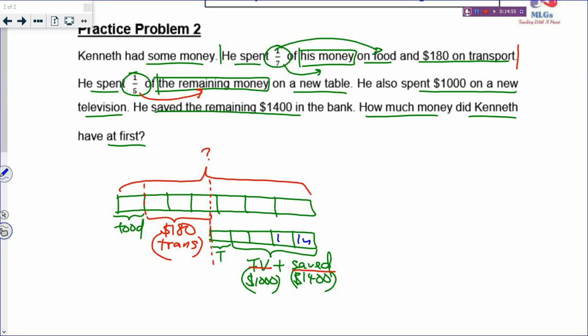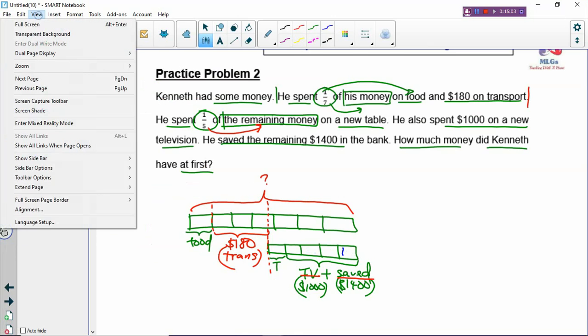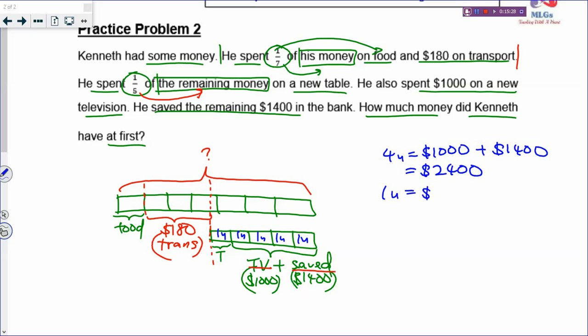Can you see the remainder has how many units? There are altogether 5 units. Okay, 5 units or 5 boxes. So you call them units. Okay, so you have 3, 4, and 5. So 4 units are spent on a TV, which is $1,000, and $1,400, right? So that will give you $2,400. So how much is 1 unit? So 2,400 divided by 4, so 1 unit will be 600.